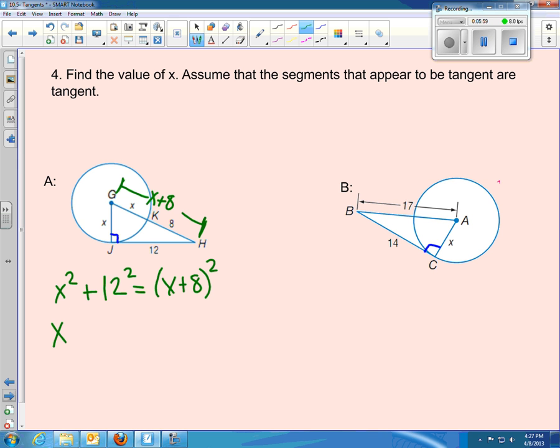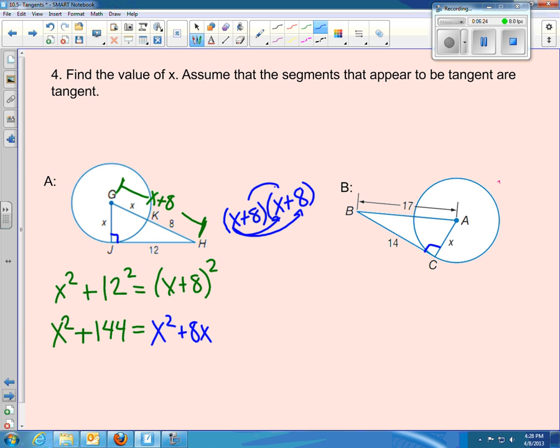All right, so x squared stays the same, plus 144. Now I see here I have a binomial squared. Thinking back, squared means times itself. So on the side over here, I'm going to think that that's x plus 8 times x plus 8. So here I need to FOIL. x times x gives me x squared. x times 8 gives me 8x. Now I'm distributing my inside, so I get another 8x. And 8 times 8, we get a 64.